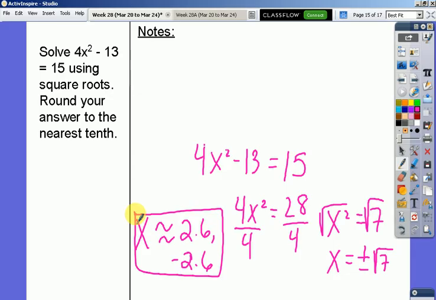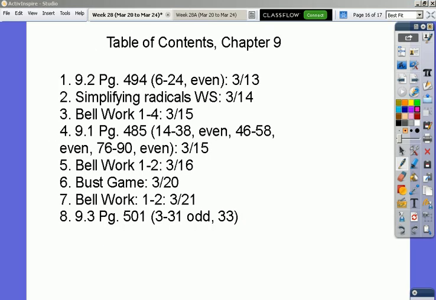We have a few more problems to go over tomorrow, and then we will review on Thursday 9-1, 9-2, 9-3, quiz final. Okay. All right. Here is your updated table of contents.